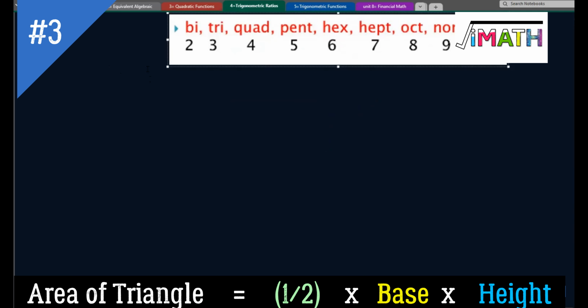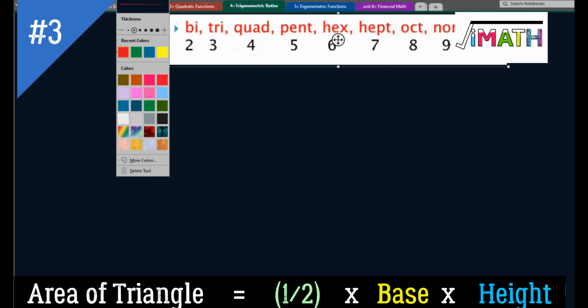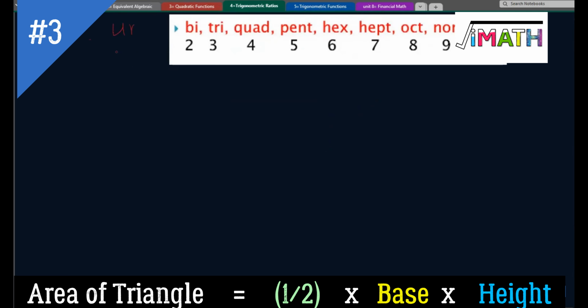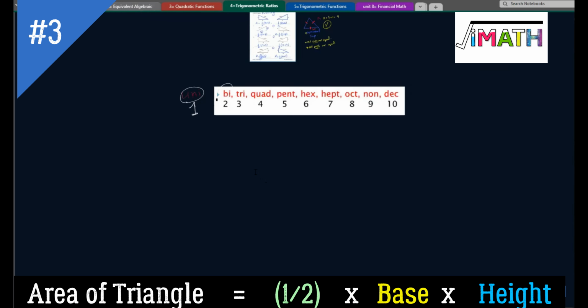I think the last one I need to add is uni. Uni means one. That's the missing one. So uni means one, bi means two, tri 3, quad 4, penta 5, hexa 6, hepta 7, octa 8, nona 9, and deca 10.